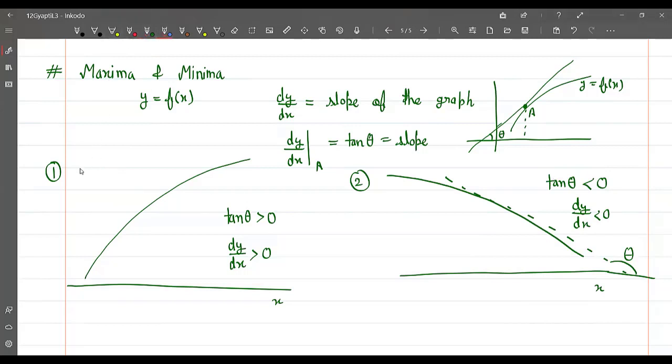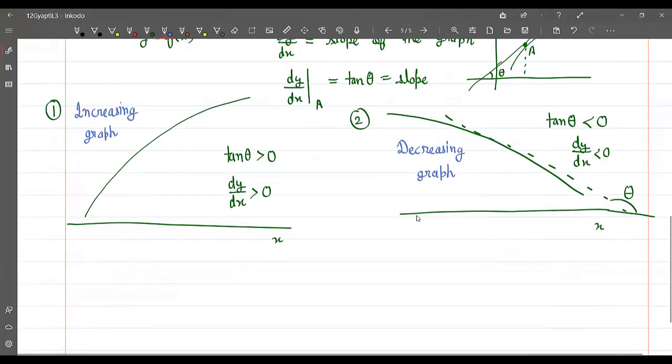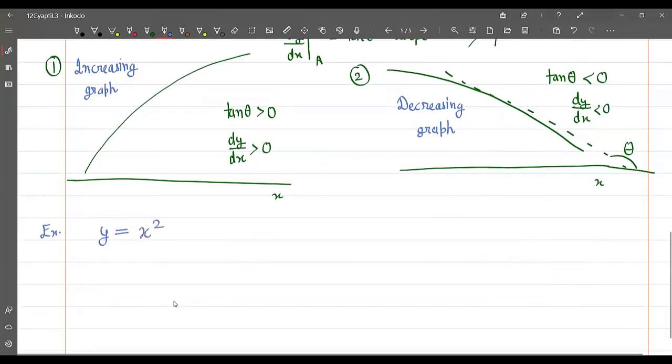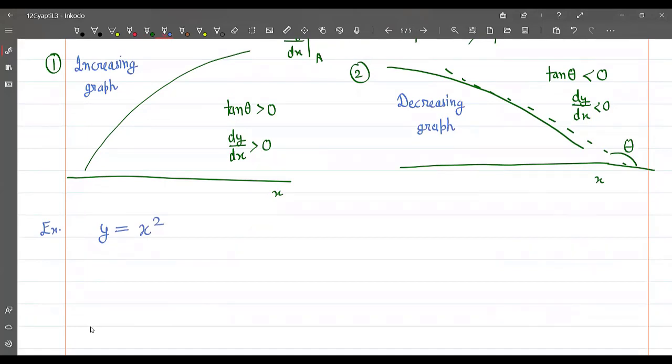So this is called an increasing graph. If slope is positive, then the graph is increasing, or the value of y is increasing. And if slope is negative, then this is called a decreasing graph. So here the value increases if tan theta is greater than 0, slope is greater than 0, and here the slope is negative. To give an example, suppose I write y is equal to x square. And have you studied the equation of a parabola, how to draw this?